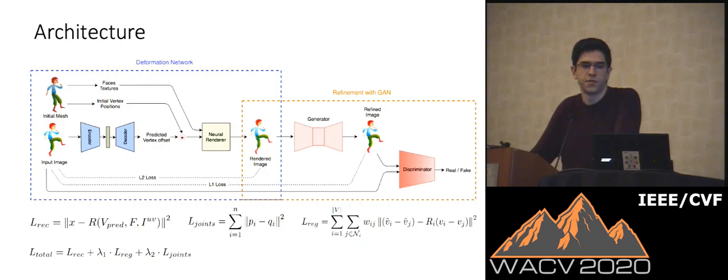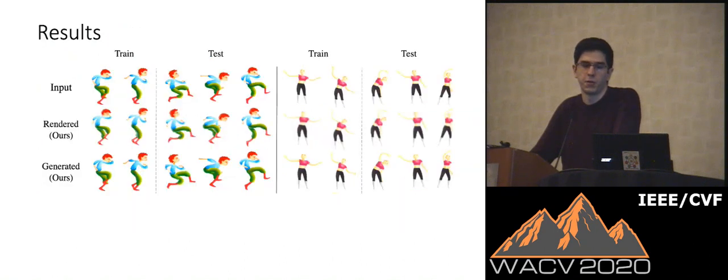Faces and textures of the initial mesh are reused and added to the initial vertex positions and passed to the neural renderer. The rendered image is compared to the input image with L2 reconstruction loss, and we also use joints loss for proper connectivity of the mesh and ARAP regularization term, and then pass this to a GAN for refinement.